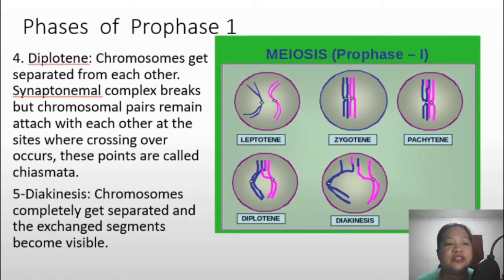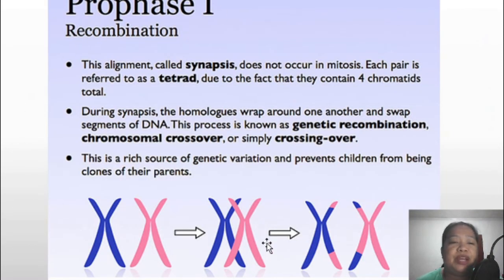Then the next stage is the diplotene. In diplotene, chromosomes get separated from each other. The synaptonemal complex breaks, but chromosomal pairs remain attached to each other at the sites where crossing over occurred, and these points are called chiasmata. In diakinesis, the chromosomes completely separate and the exchanged segments become visible. So that is, in summary, what happens during prophase 1.